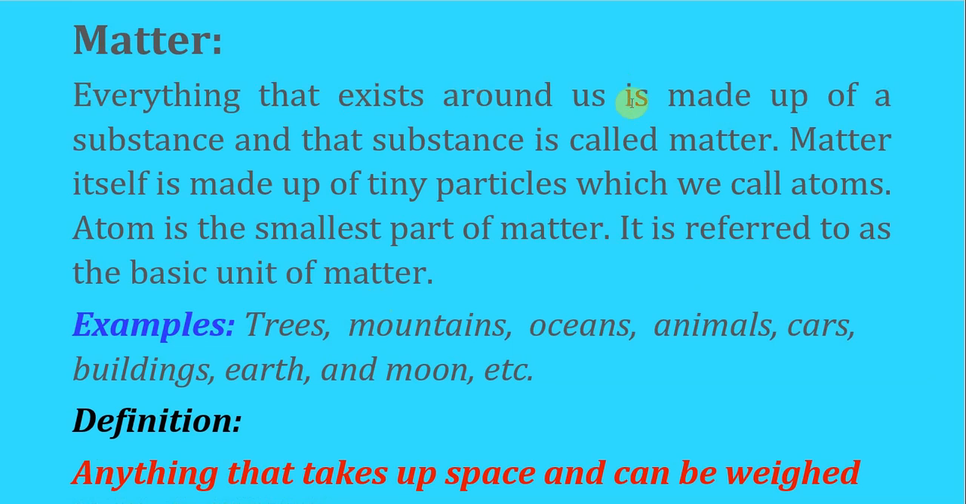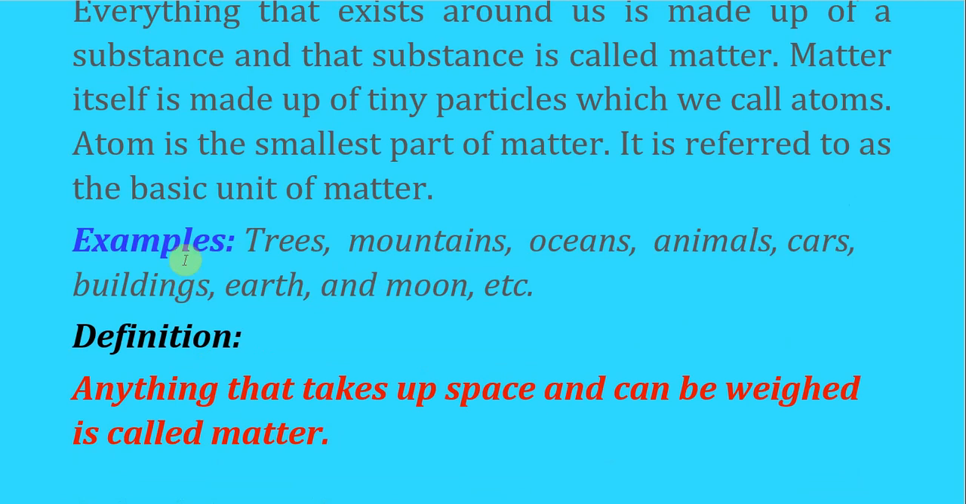Everything that exists around us is made up of a substance, and that substance is called matter. Matter itself is made up of tiny particles which we call atoms. Atom is the smallest part of matter. It is referred to as the basic unit of matter. We have many examples of matter like trees, mountains, oceans, animals, cars, buildings, earth and moon, etc. Everything we see around us is made up of matter.